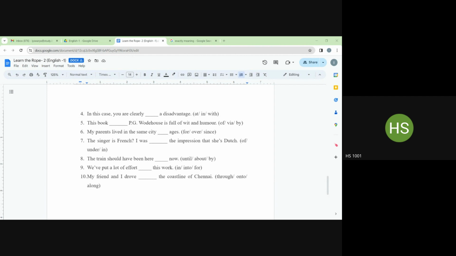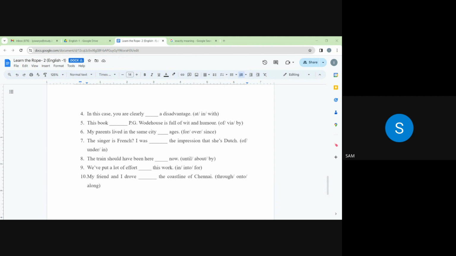Ninth one: we've put a lot of effort dash this work. This is an important expression. In, into, for? You put in efforts. "I have put in a lot of effort" is right. But "we've put a lot of effort into this work". We've put something into.